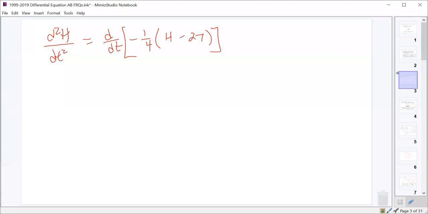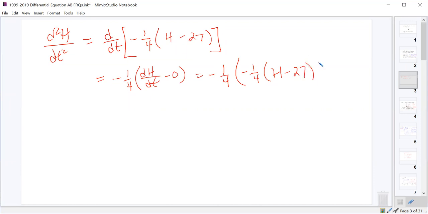Yeah. So the derivative with respect to t of this is just the constant stays out front. And then the derivative of h with respect to t is dh/dt, minus 0. Right, derivative of -27 is 0. So we got -1/4 dh/dt, or -1/4 of -1/4 times h minus 27, right? That's our dh/dt. So we get 1/16 of h minus 27.